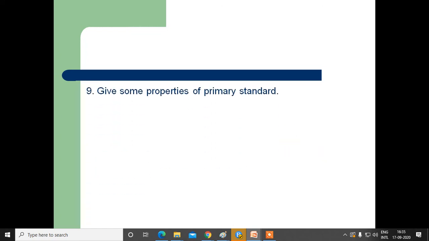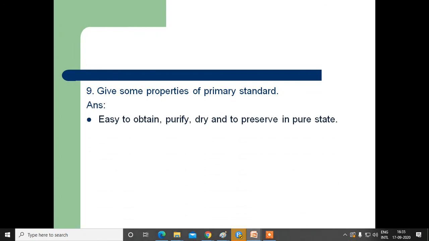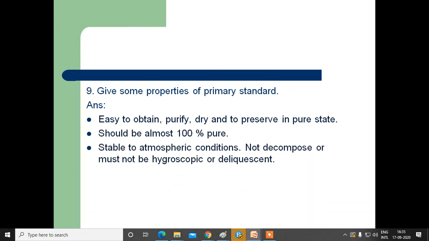Give some properties of the primary standard. So they should be easy to obtain, purify, dry and to preserve in the pure state. They should be almost 100% pure. Then they should be stable to atmospheric conditions, that is they must not decompose or must not be hygroscopic or deliquescent. They should not have water of hydration.